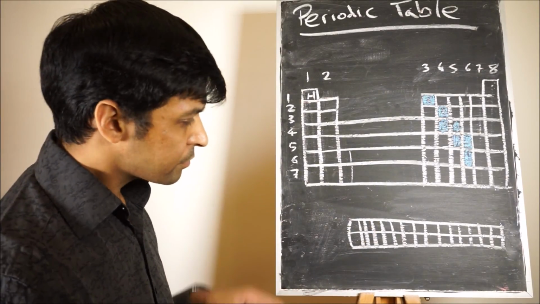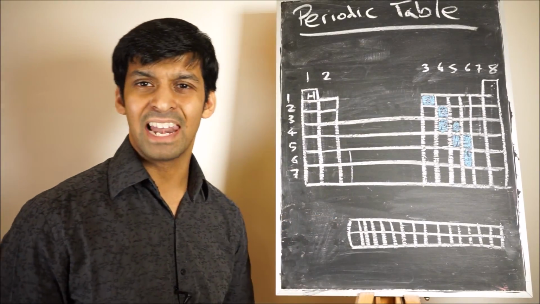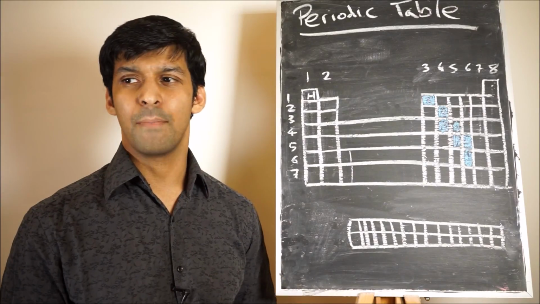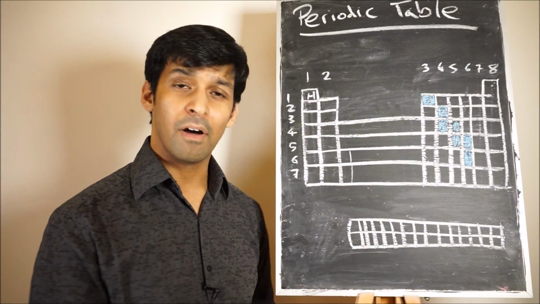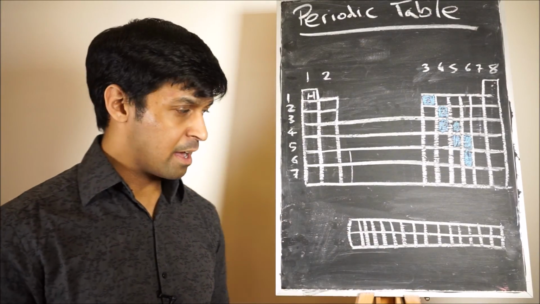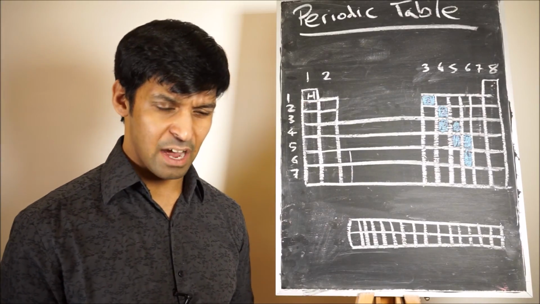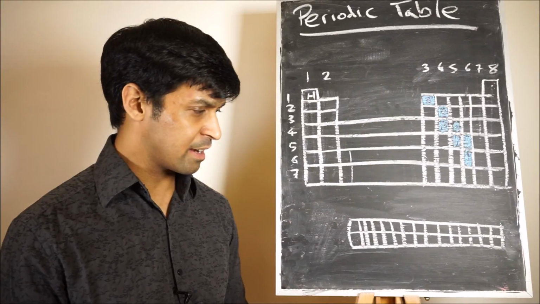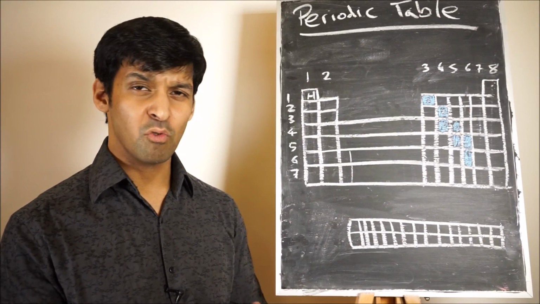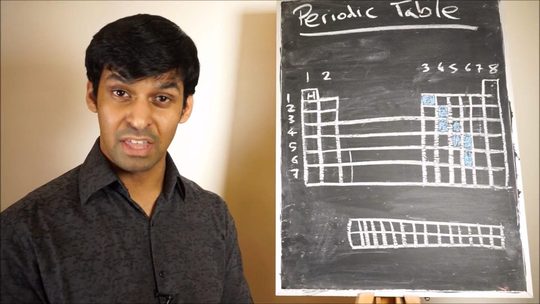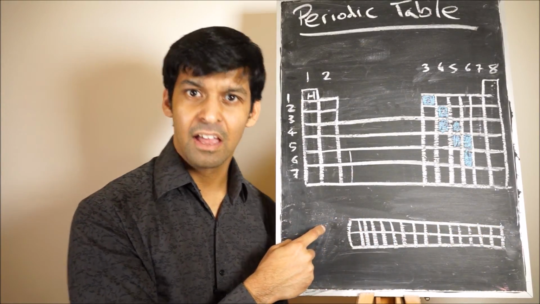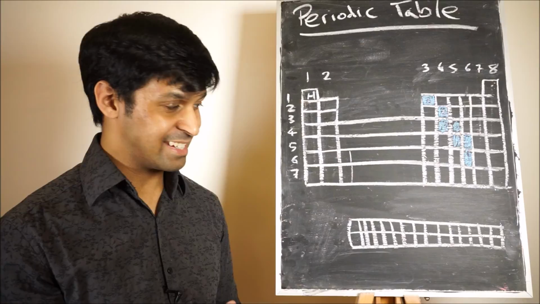Down here we have the lanthanides. These are highly reactive. They're called the rare earth metals, and a lot of them are paramagnetic. Paramagnetic means that when you put them within a magnetic field, they become magnetic. And when you remove the magnetic field, they lose their magnetism. So most of the lanthanides are paramagnetic.